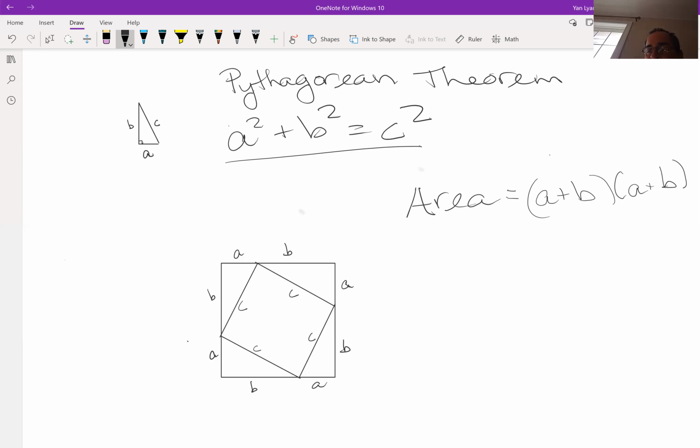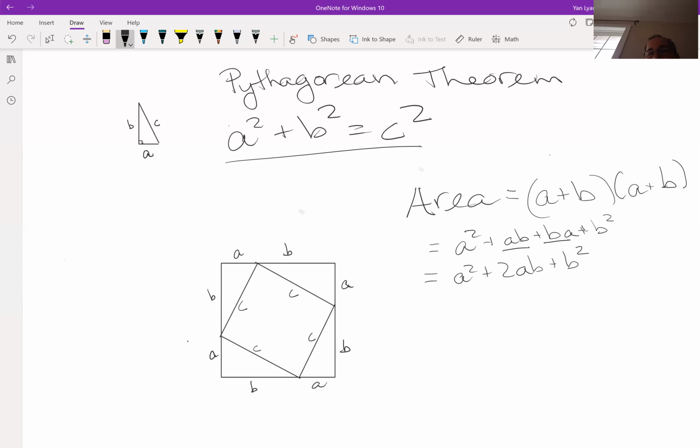You FOIL it out. By FOILing, I get a times a is a squared, then the outside is ab, and then the inside is ba, which, just for clarity, are the same by the commutative property of multiplication. You can multiply in any order. And the last is b times b, which is b squared. And then this is the area. Since these two are the same, I'm just going to rewrite this as a squared plus 2ab plus b squared.